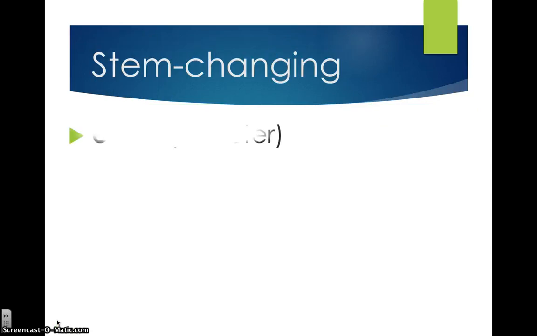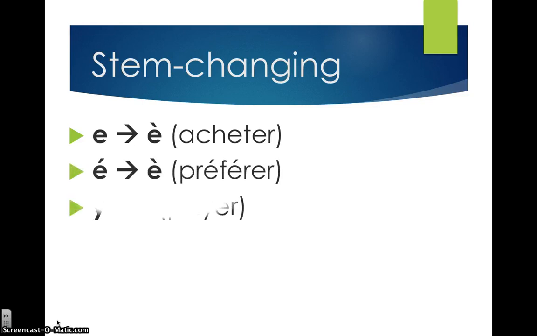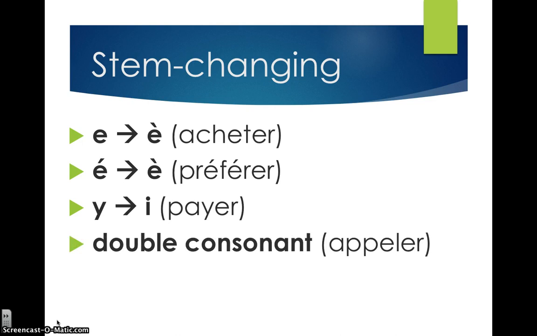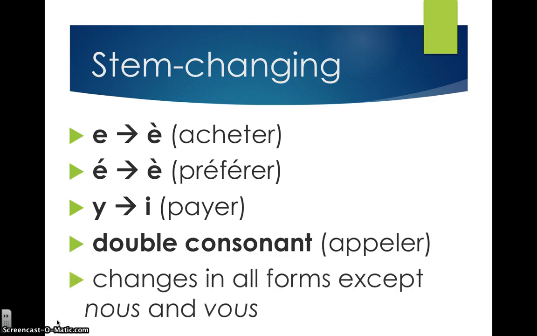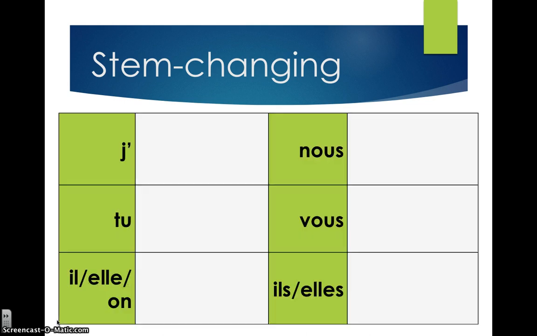Talking about stem changing. Okay, think of all the different stem changing verbs we have. We have e to è, like acheter. We've got é to è, like préférer. We've got y to i, like payer. We have some double consonants, like appeler, where the l doubles. So basically, you're going to see that change in all forms except the nous and the vous. And that's not that crazy. We kind of start to expect that.